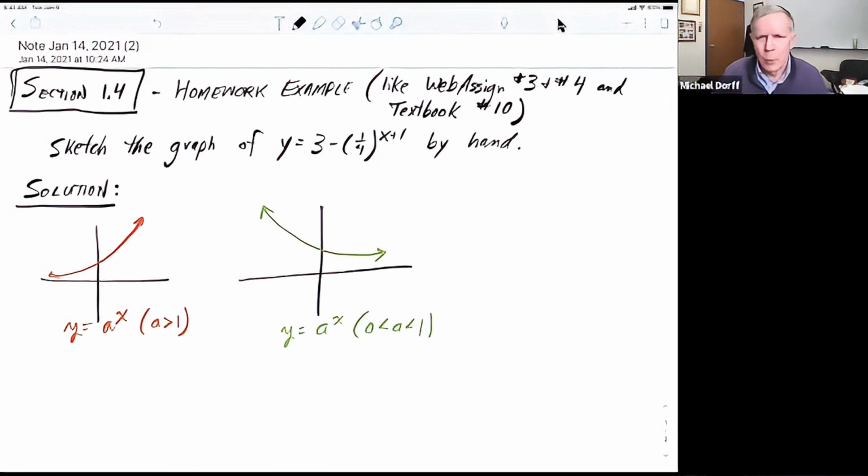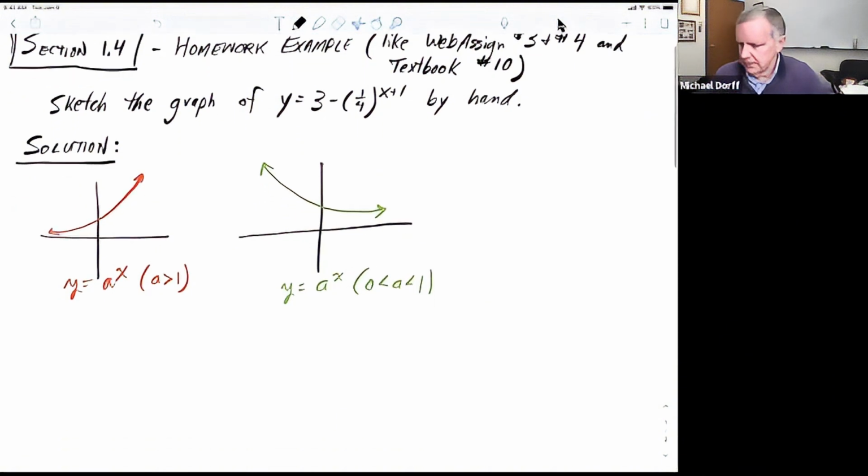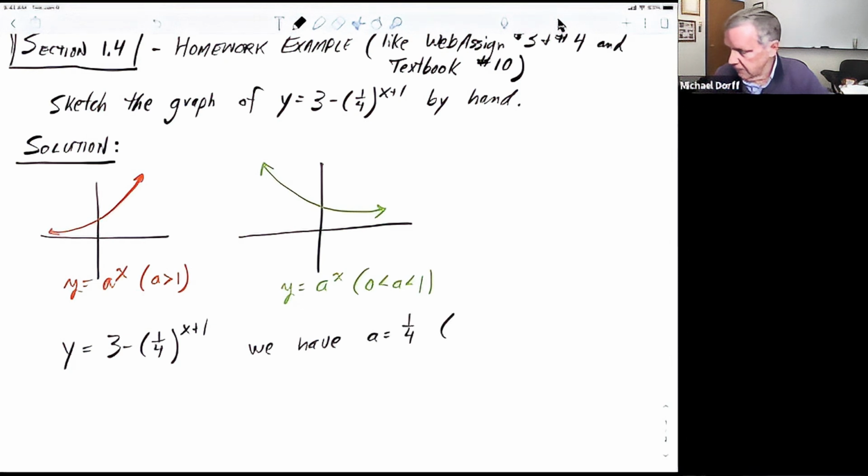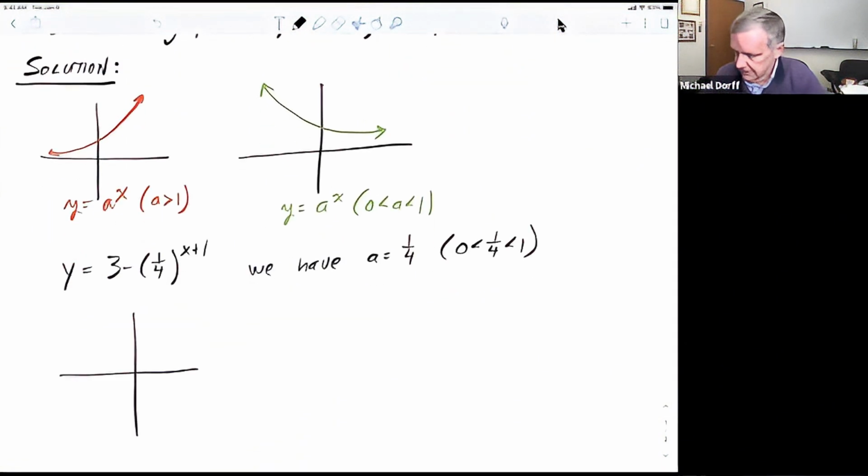Well, I see that I've got 1/4 to the x plus 1 power. So the x is now an exponent here. And that's what we have in these two cases, both in the red and the green. We have a number, and then x is an exponent or a power on that number. And it's the same thing we have in this problem. So that's going to be our foundational one. So for us, when we do y equals 3 minus (1/4)^(x+1), we see we have a equal to 1/4. And of course, 1/4 is between 0 and 1. So we're going to be using the graph that looks like this.